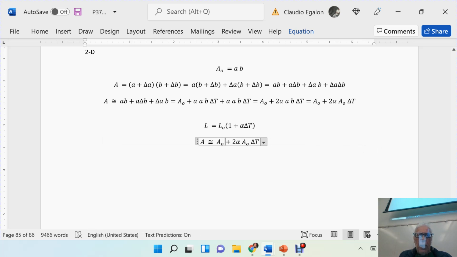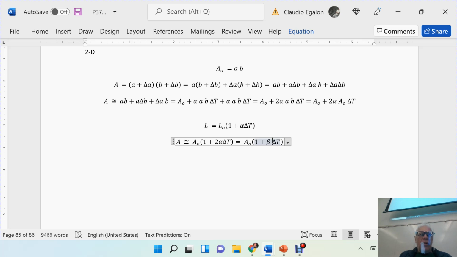Okay. 1 plus 2 alpha delta T. So you have alpha and 2 alpha. This 2 alpha we call the coefficient of surface expansion, and we give it a name, beta. Okay?